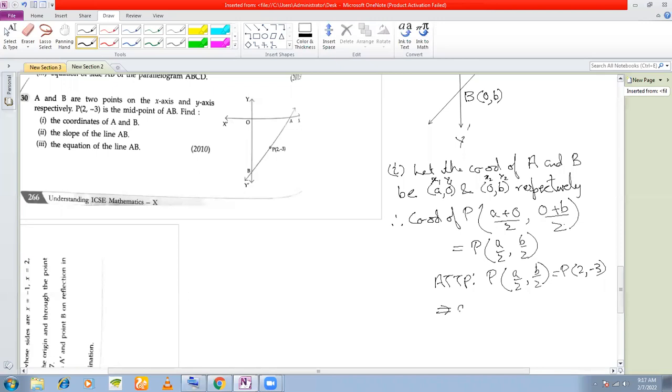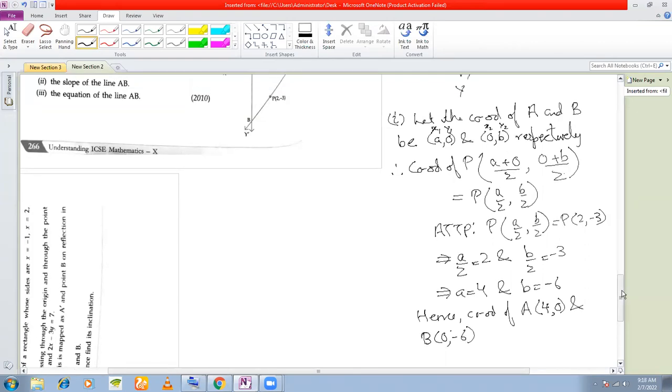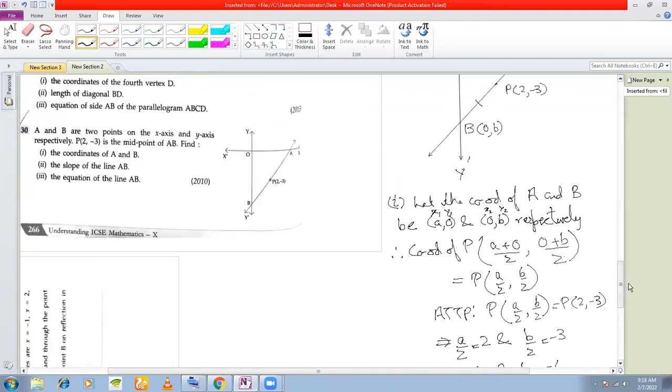So what do you get here? a by 2 must be equal to 2 and b by 2 must be equal to minus 3. So you get a is equal to 4 and b is equal to minus 6. Hence, what are the coordinates of A and B? Coordinates of A, I had taken as (a, 0), right? Value of a is 4, so (4, 0). What are the coordinates of B? (0, b), and that means (0, -6), right? That finishes the first part of the question.